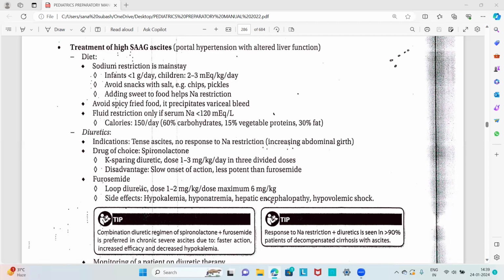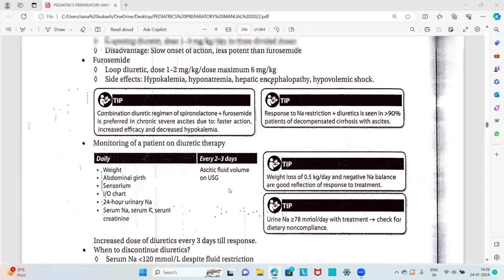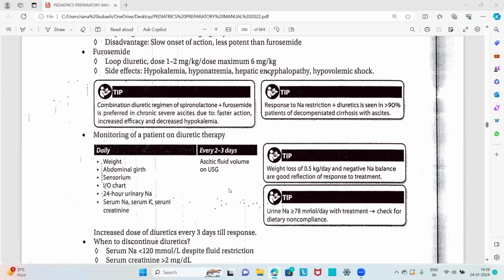And furosemide is a loop diuretic. Dose is 1 to 2 milligram per kilogram per dose. Maximum is 6 milligram per kilogram. Side effects are hypokalemia, hyponatremia, hepatic encephalopathy, and hypovolemic shock. So that is all regarding diuretic therapy.